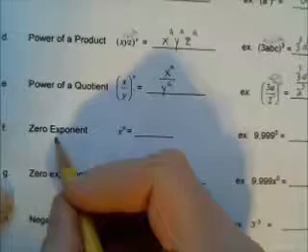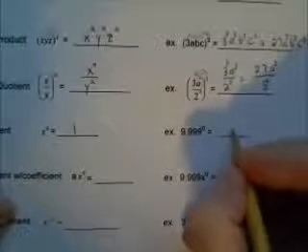A zero exponent. Anything raised to the 0 power, and you can pull your calculators out and verify this. Take any favorite number of yours, 10 or 20, anything raised up to the 0 power is equal to 1. So for example, 9,999 raised up to the 0 power is equal to 1. No matter what, anything raised to the 0 is 1.